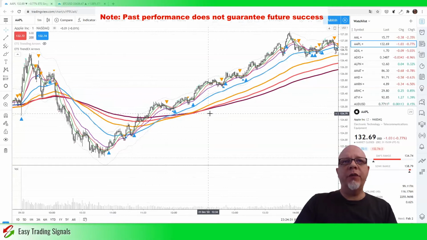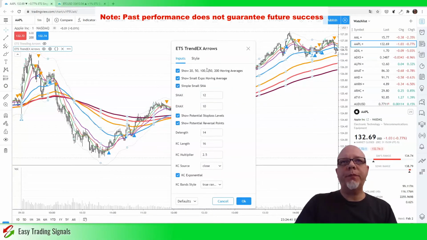So all of the moving averages, all of the arrows, the primary arrows, as well as the secondary smaller arrows, and of course, as per usual, you can go and switch those on and off, or even change some of these settings, although the default settings should be sufficient for pretty much any market and any time frame.